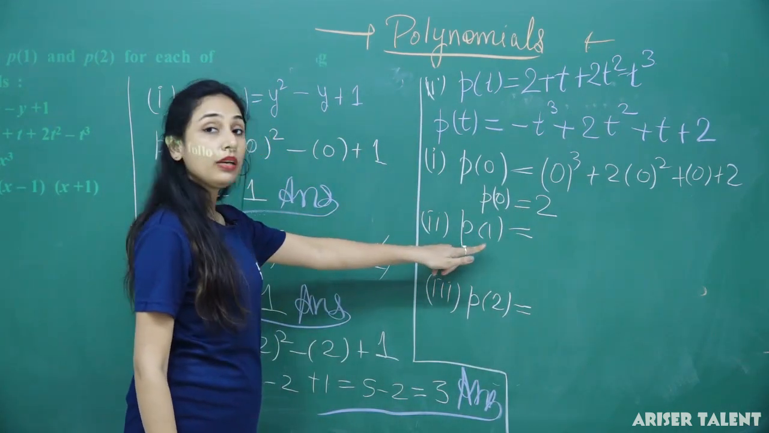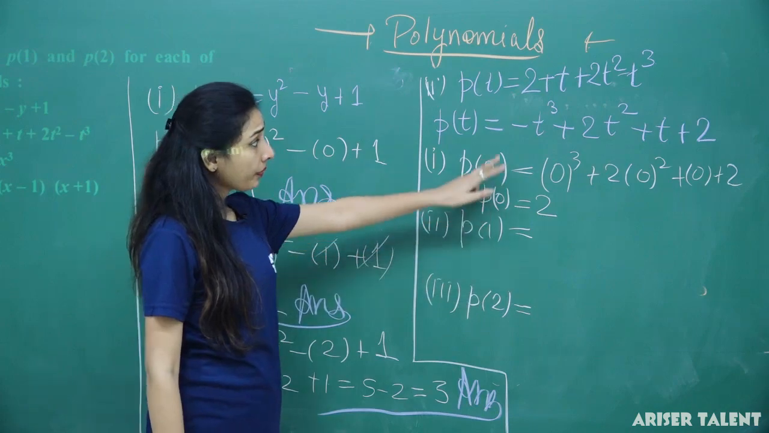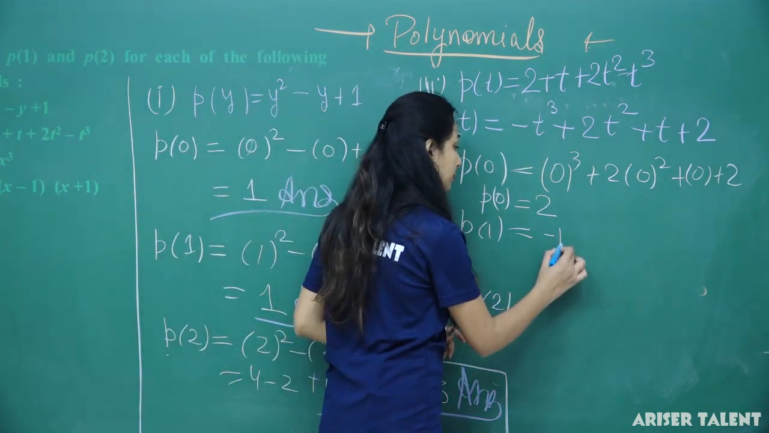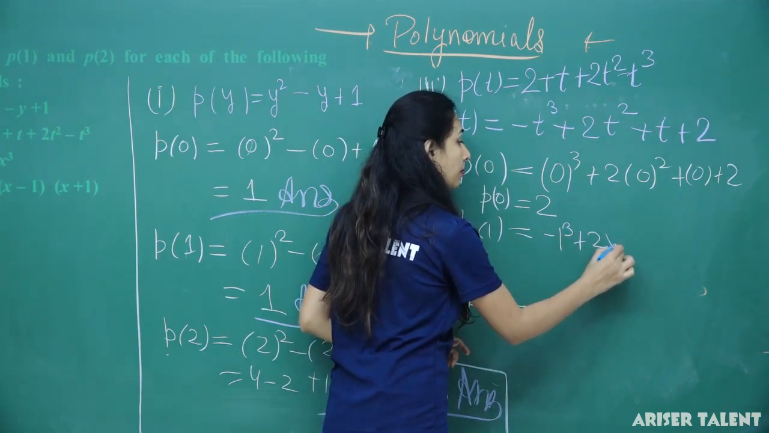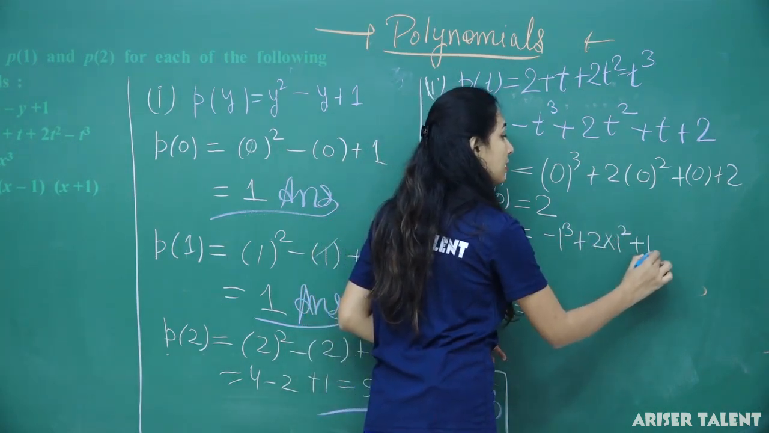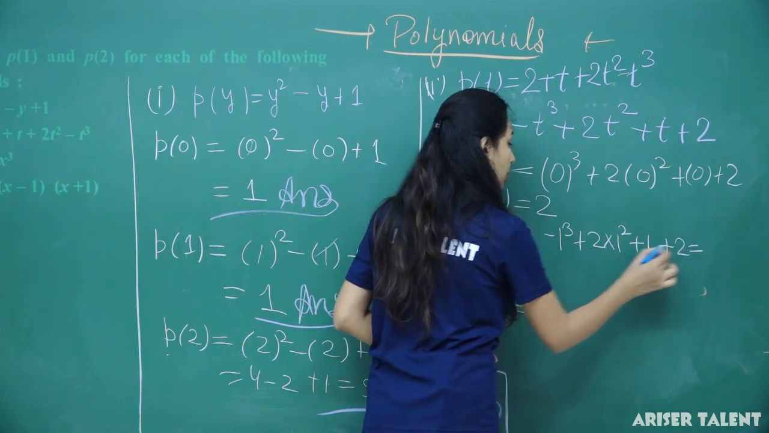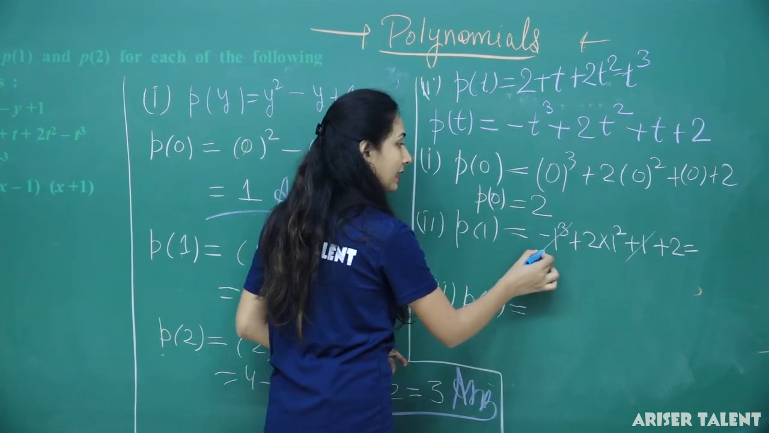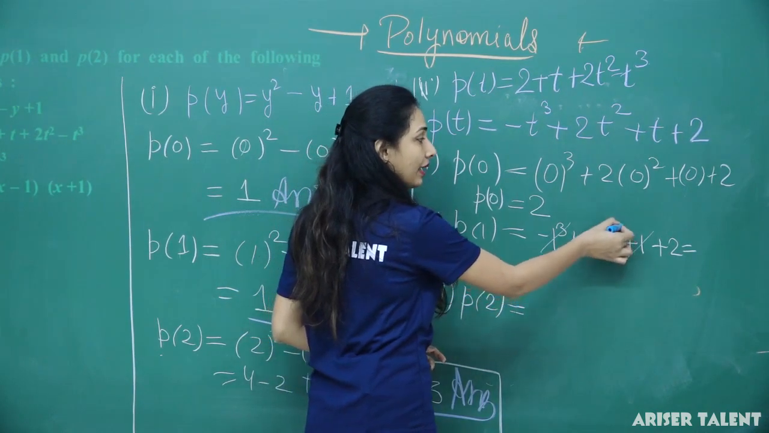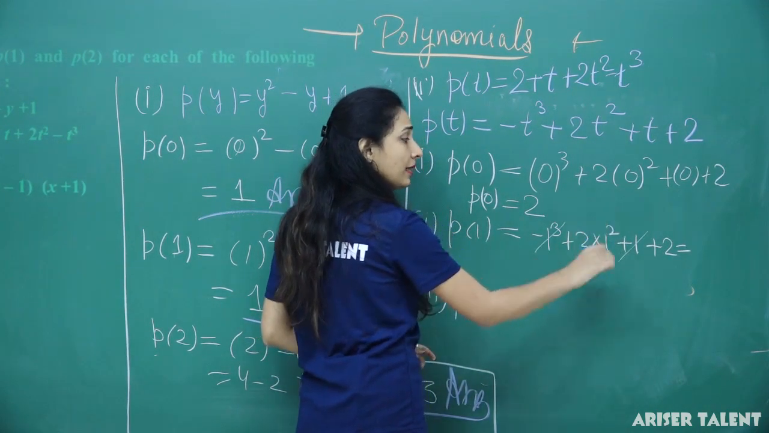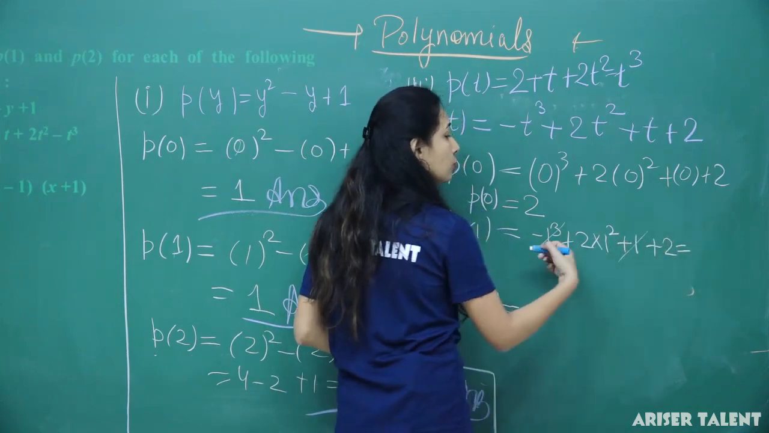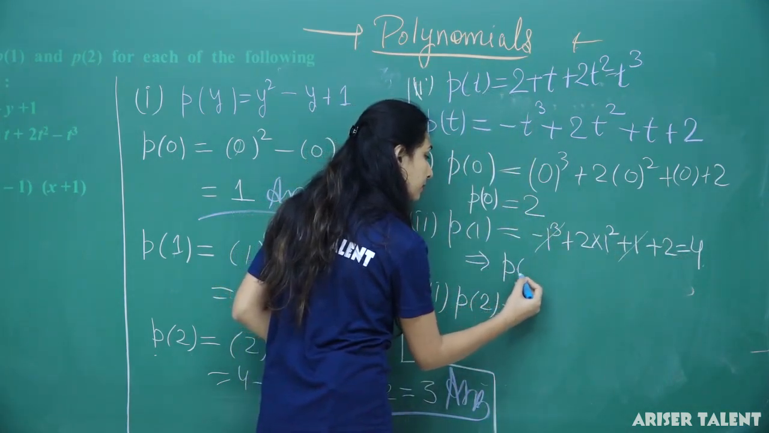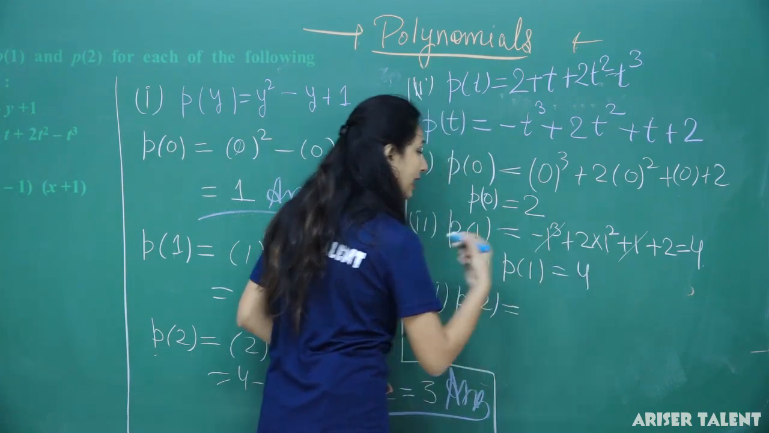The second one, P1. Now P1 will be minus of t cube, so minus of 1 cube plus 2 multiply by 1 square plus 1 plus 2. Now minus 1 and plus 1, that will be cut. Now 2 multiply by 1 square, that will be 2. Again this is 2, 2, 2, 4. So that implies that P1 equals 4 and this is your answer.